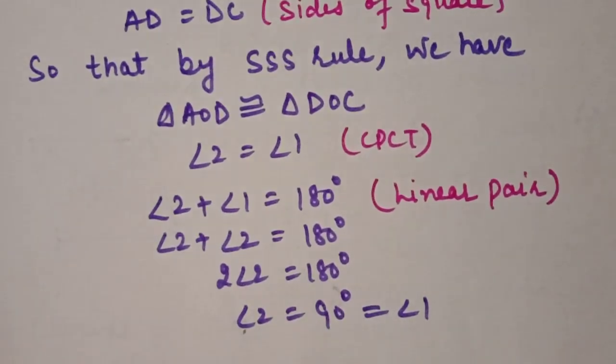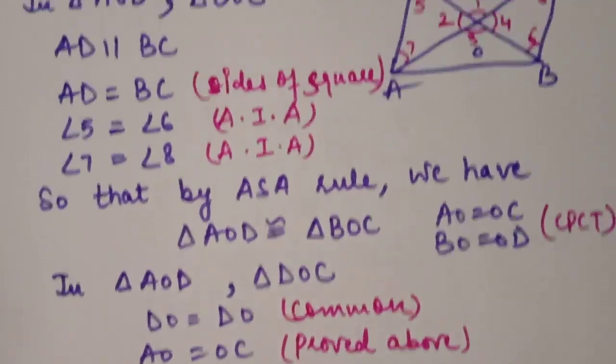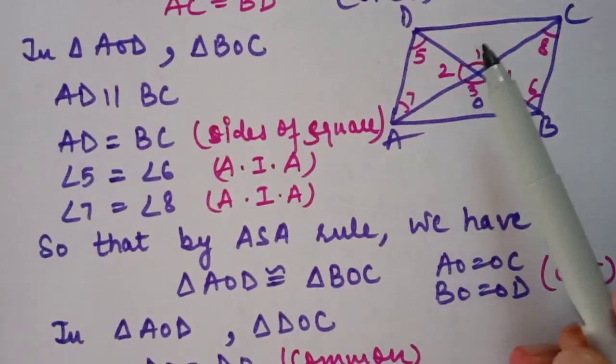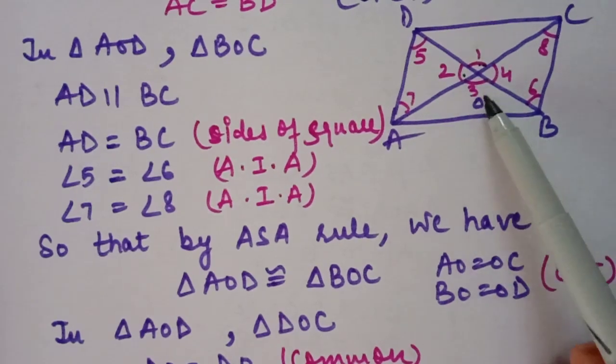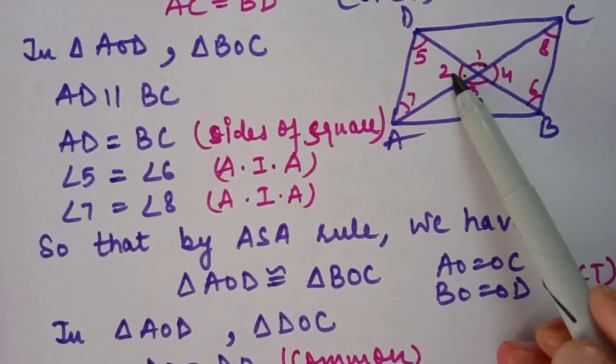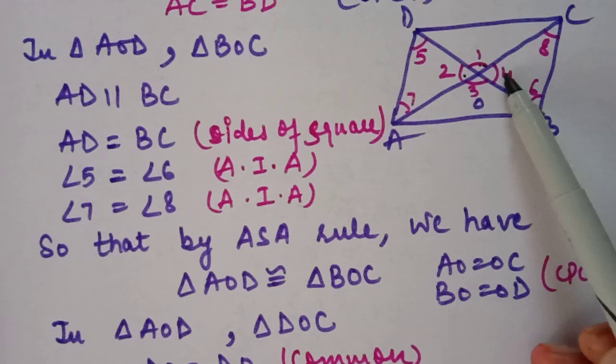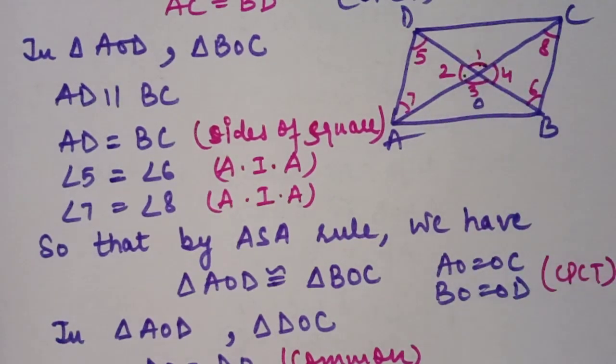Now angle 1 and angle 2 are 90 degree. So students, we have to find all four angles. Let me check it from your diagram. Angle 1 is 90 degree, angle 2 is 90 degree. Angle 1 is vertically opposite to angle 3 and angle 2 is vertically opposite to angle 4. So all four angles are equal to 90 degree. So all 3 points are proved in this question. So students, this is your question number 4.